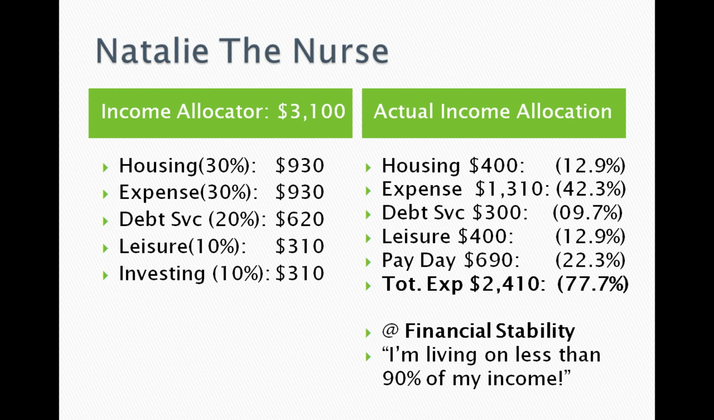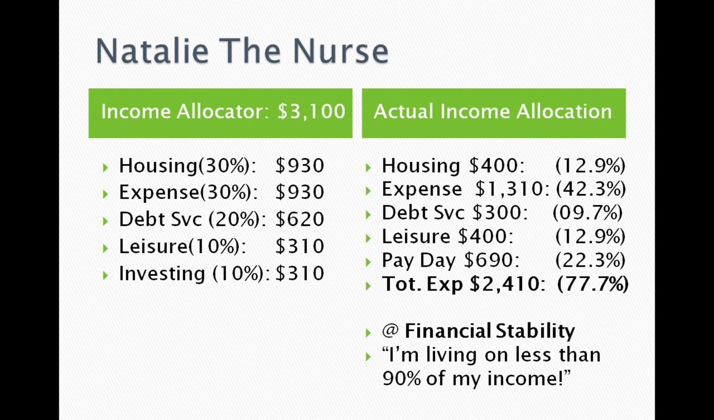Now, her actual allocation is going to be $400 for a mortgage, which is going to be 12.9% or 13%. She's also going to have all other necessary expenses being $1,310, accounting for 42.3%.